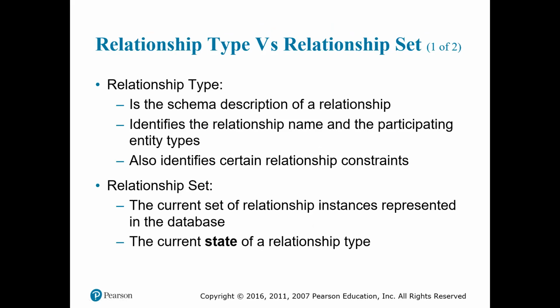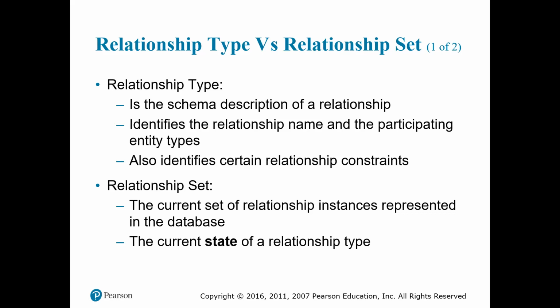So the relationship type is the description of the relationship, and it identifies how those entities relate or participate in the relationship. I don't use that term frequently when dealing with database customers, but that's what it is. Not every entity participates in every relationship, certainly. And you can put constraints on relationships.